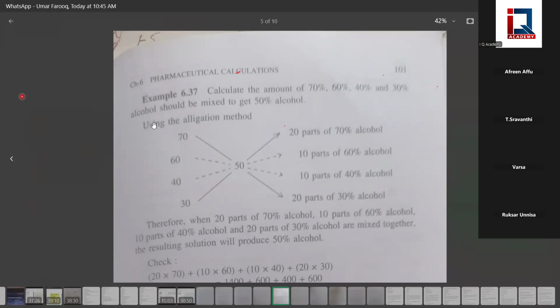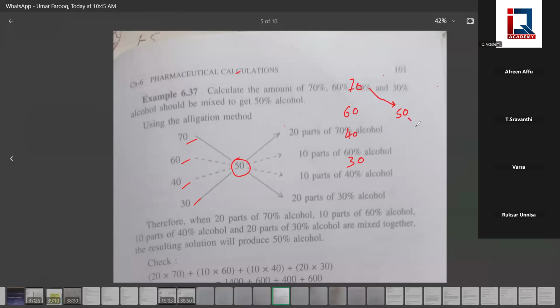See the complication, right? So what you're doing, required concentration is taken in the middle. What is the required concentration? 50%. So I'm taking 50% in the middle, right? Stronger and weaker: 70, 60, 40, 30. So I'll take here 70, 60, 40, 30. Now I will do this.